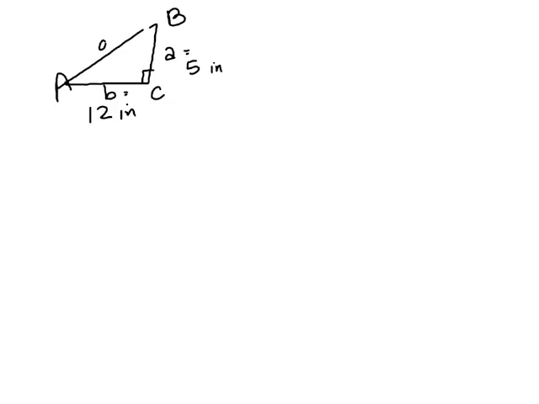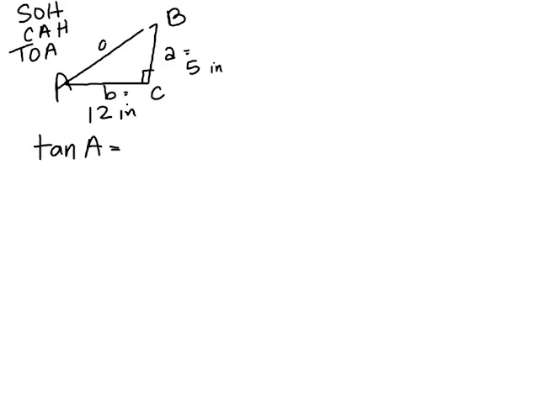Well, I don't know the hypotenuse. So which of the formulas can I not use? Okay, I can't use sine because I need the hypotenuse. And I can't use cosine because I need the hypotenuse. So I can use tangent. So let's start there. Let's do tangent for angle A.